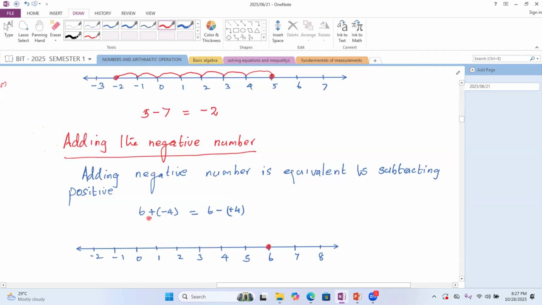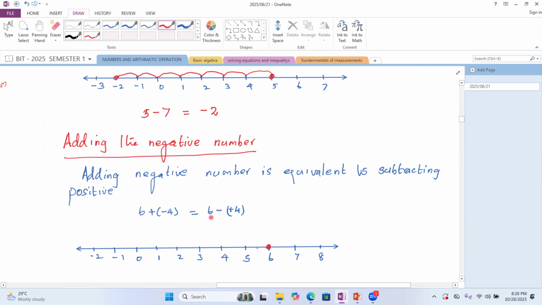6 together with negative 4 is equivalent to 6 being subtracted with positive 4. Or positive 4 is subtracted from 6. That is the best way: positive 4 is subtracted from 6.